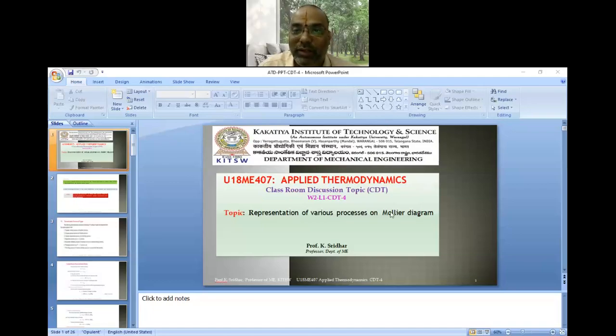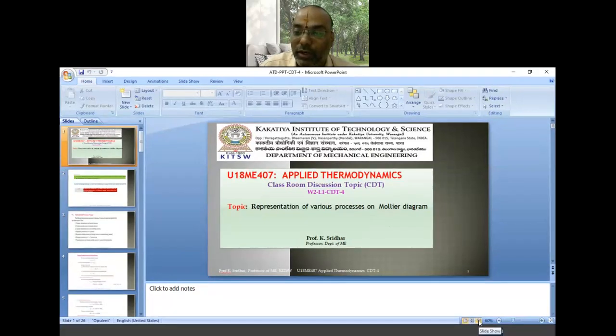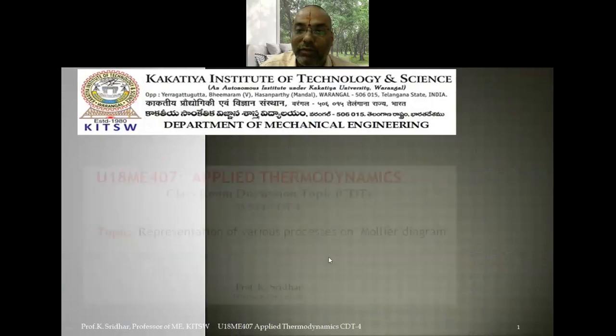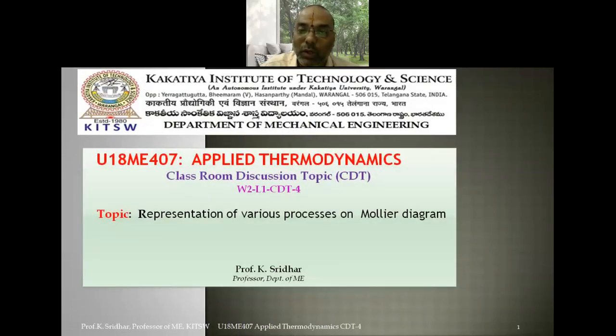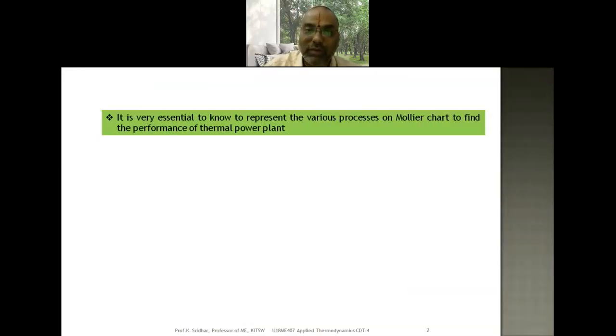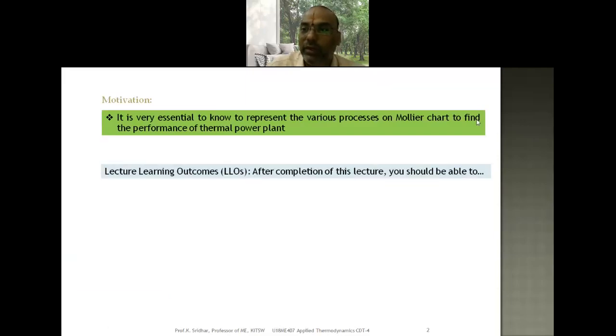So in today's class, we are going to discuss the representation of the various processes on the Mollier diagram. In the previous class, we discussed the representation of the constant volume process on the Mollier diagram. In today's class, we will discuss the remaining processes, that is constant pressure, constant temperature, adiabatic and polytropic processes on the Mollier diagram. The motivation is that we have to know how to represent the various processes on the Mollier diagram.